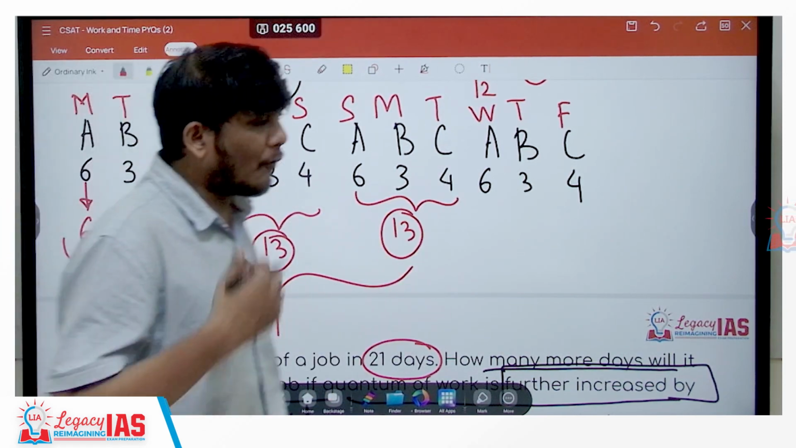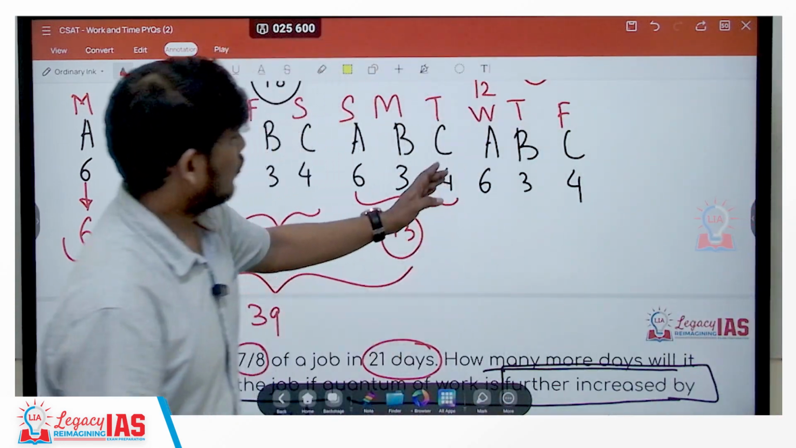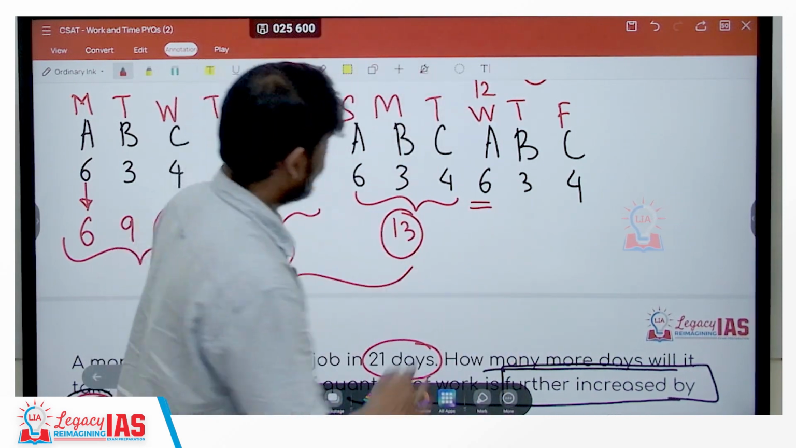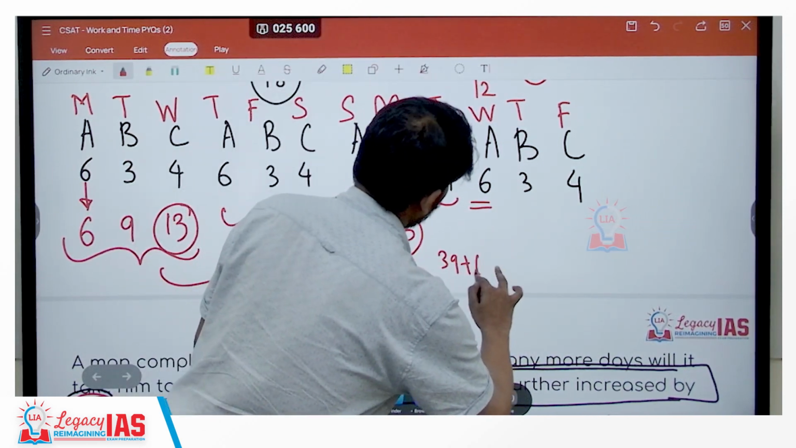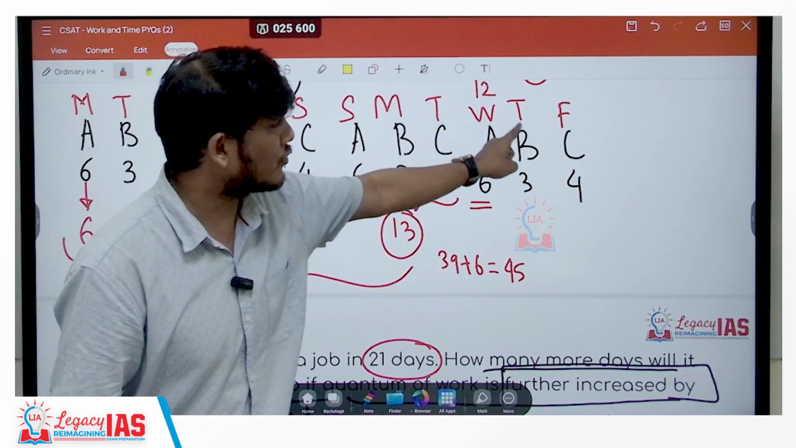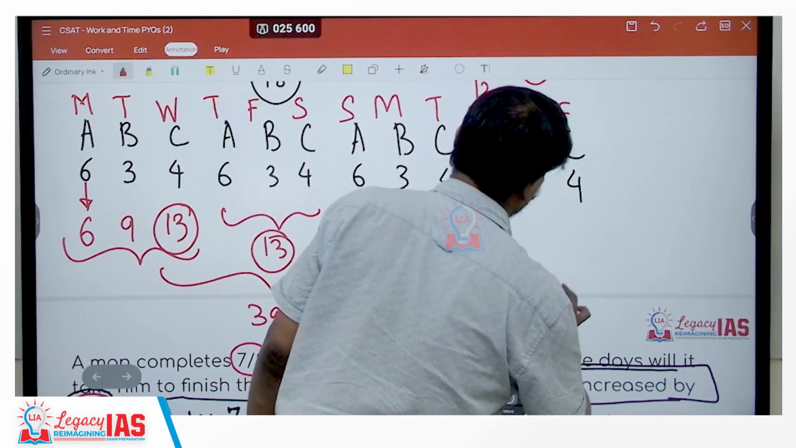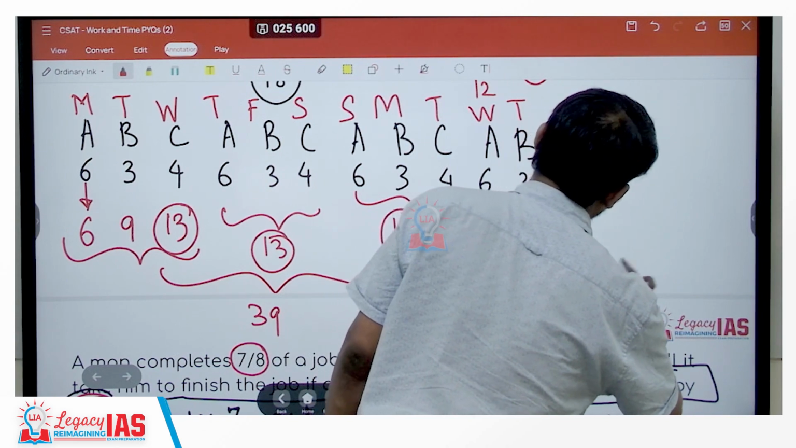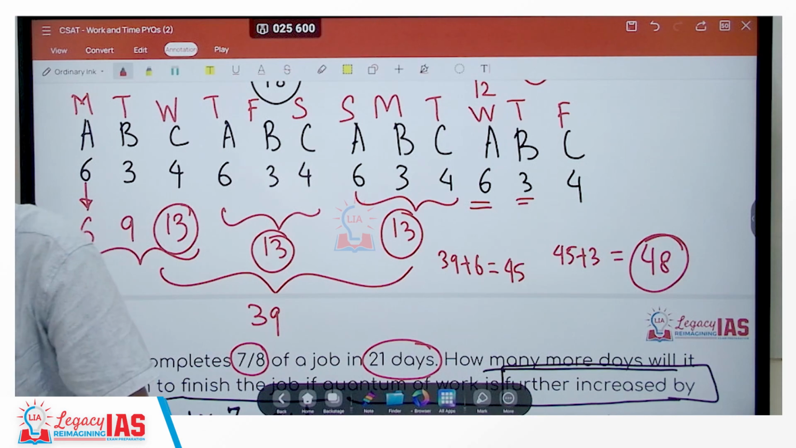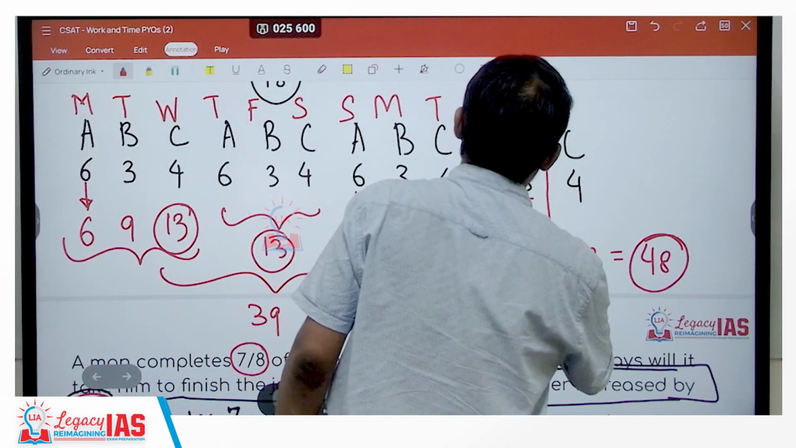Now we need a total of 48 units of work. So 9 units of work is still left. Now it's A's turn to do the work. A does the work, 6 units get added. So 39 plus 6 is 45. We still need 3 units of work. So now it's Thursday. B does the work and does 3 units. So we add 45 plus 3, and how much is it now? It is 48, and we got our 48 units of work. That means on this day, the work will be completed.